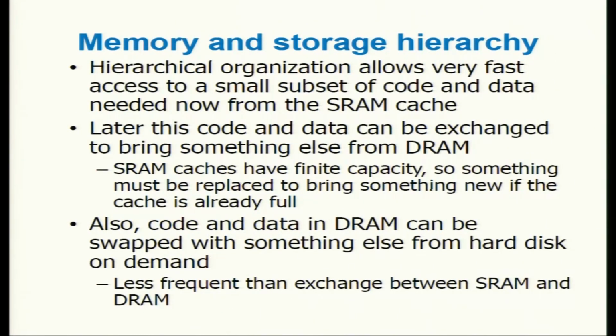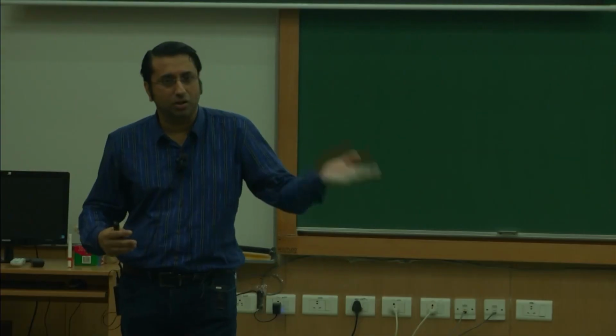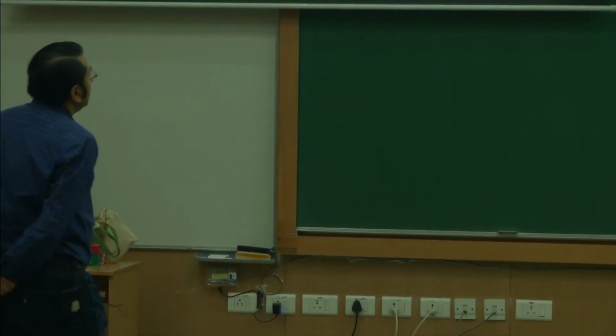Now, hierarchical organization allows very fast access to a small subset of code and data needed now from the SRAM cache. Later, this code and data can be exchanged to bring something else from DRAM, because as you know, a time will come when you don't need that subset anymore and need a different subset. So SRAM caches are of finite capacity, so something must be replaced to bring something new if the cache is already full. Also, code and data in DRAM can be swapped with something else from hard disk on demand, because DRAM is also finite in size and hard disks are bigger, so the same principle applies between DRAM and hard disk. So this is what happens pictorially.